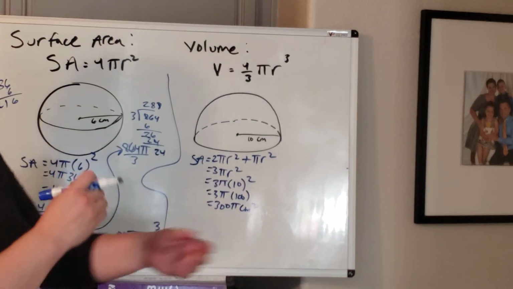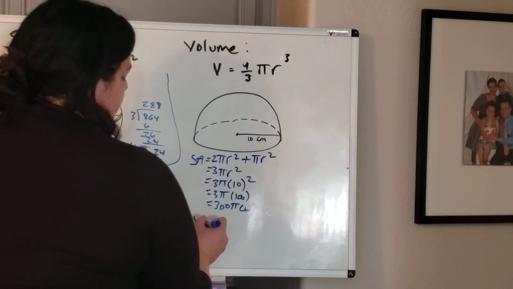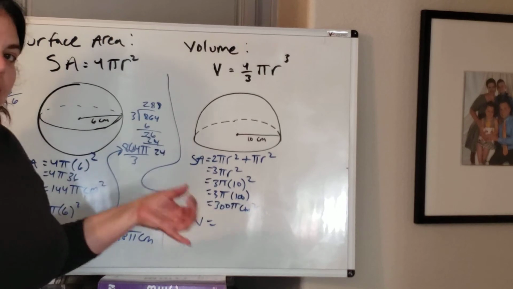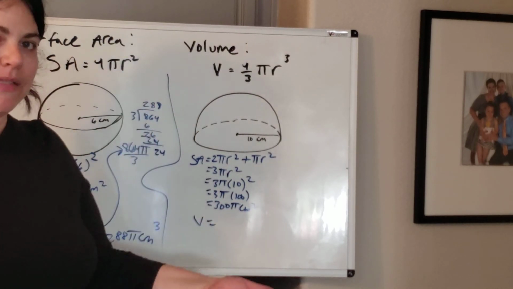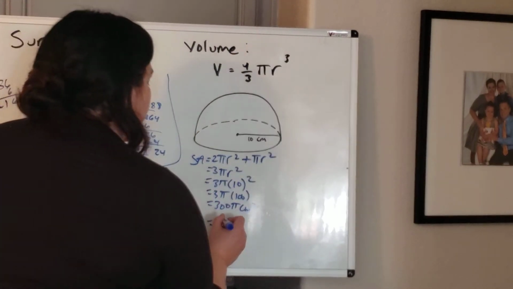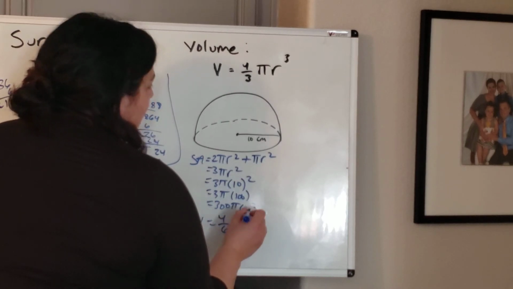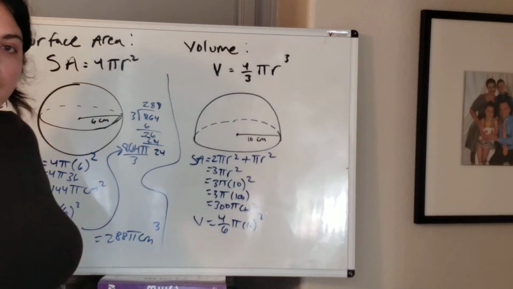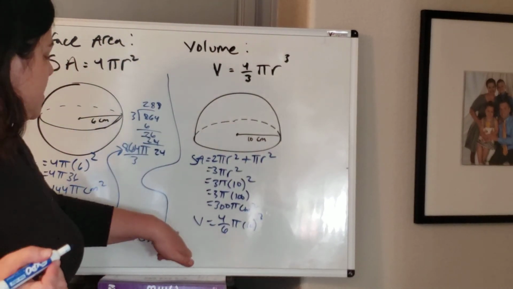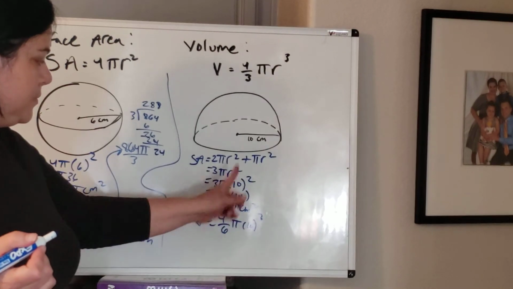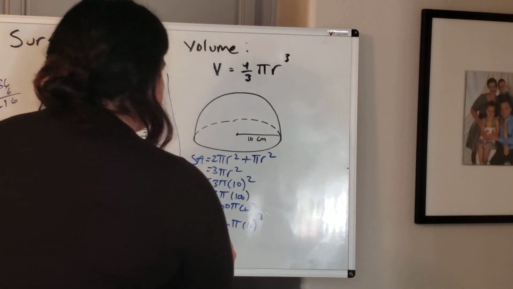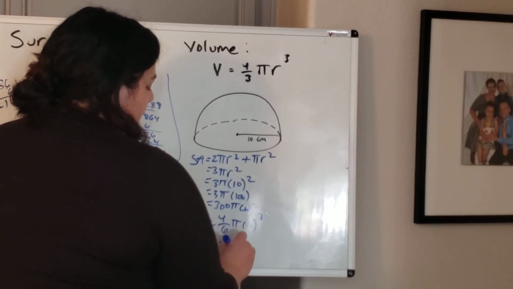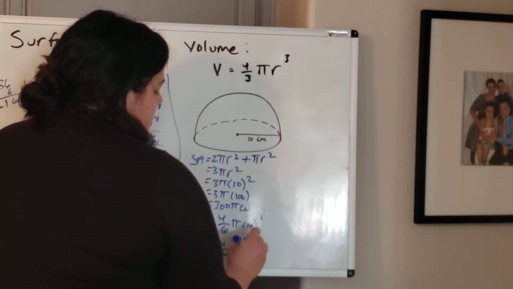Last thing I need to do is volume. Now again, I'm cutting it in half. So instead of doing 4/3 pi r cubed, I'm going to do 4/6 pi r cubed because I'm cutting that whole thing in half. So 4/6 pi, r is 10, cubed. Cubing 10, we know that's 1,000. So this is going to be 4/6 pi times 1,000.